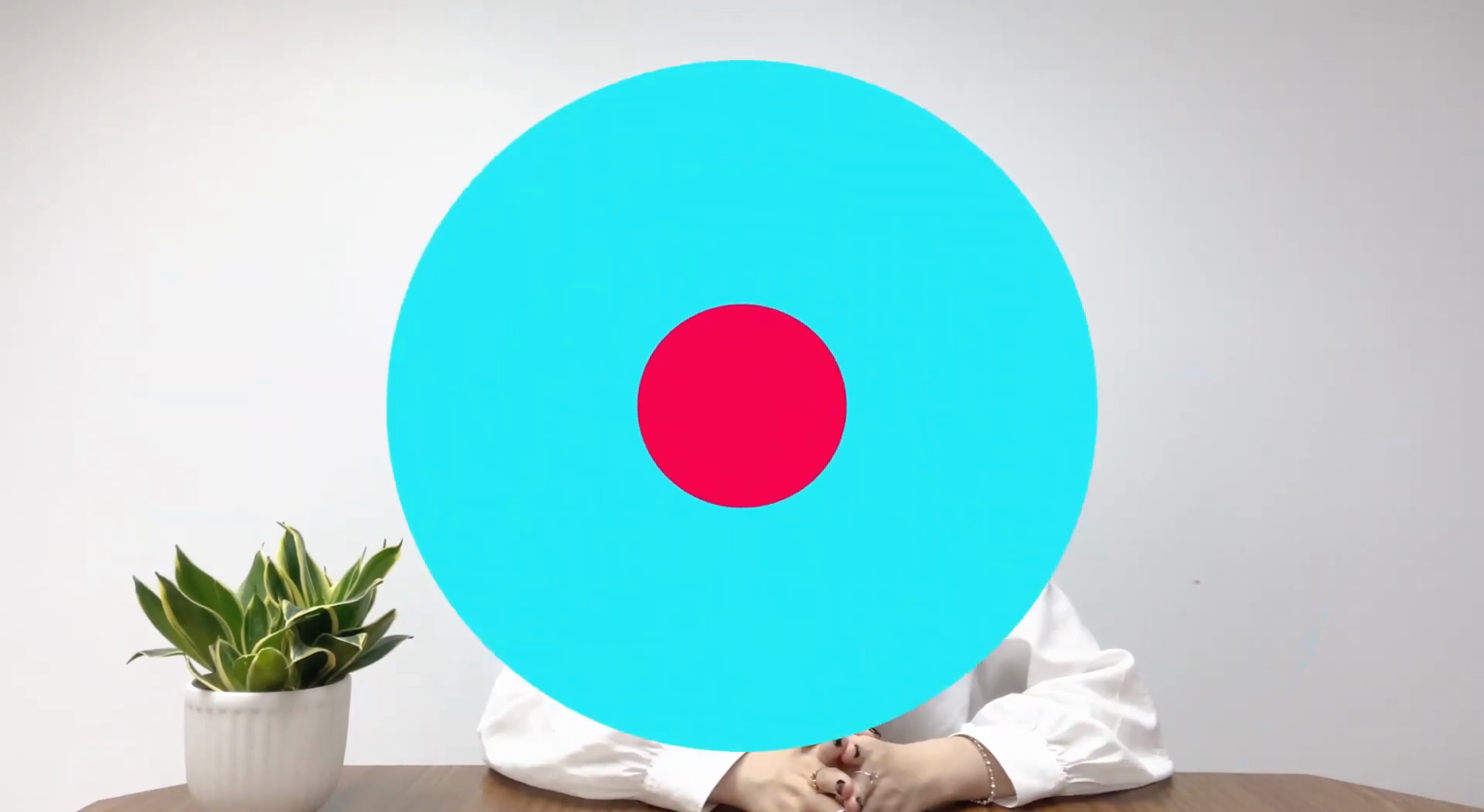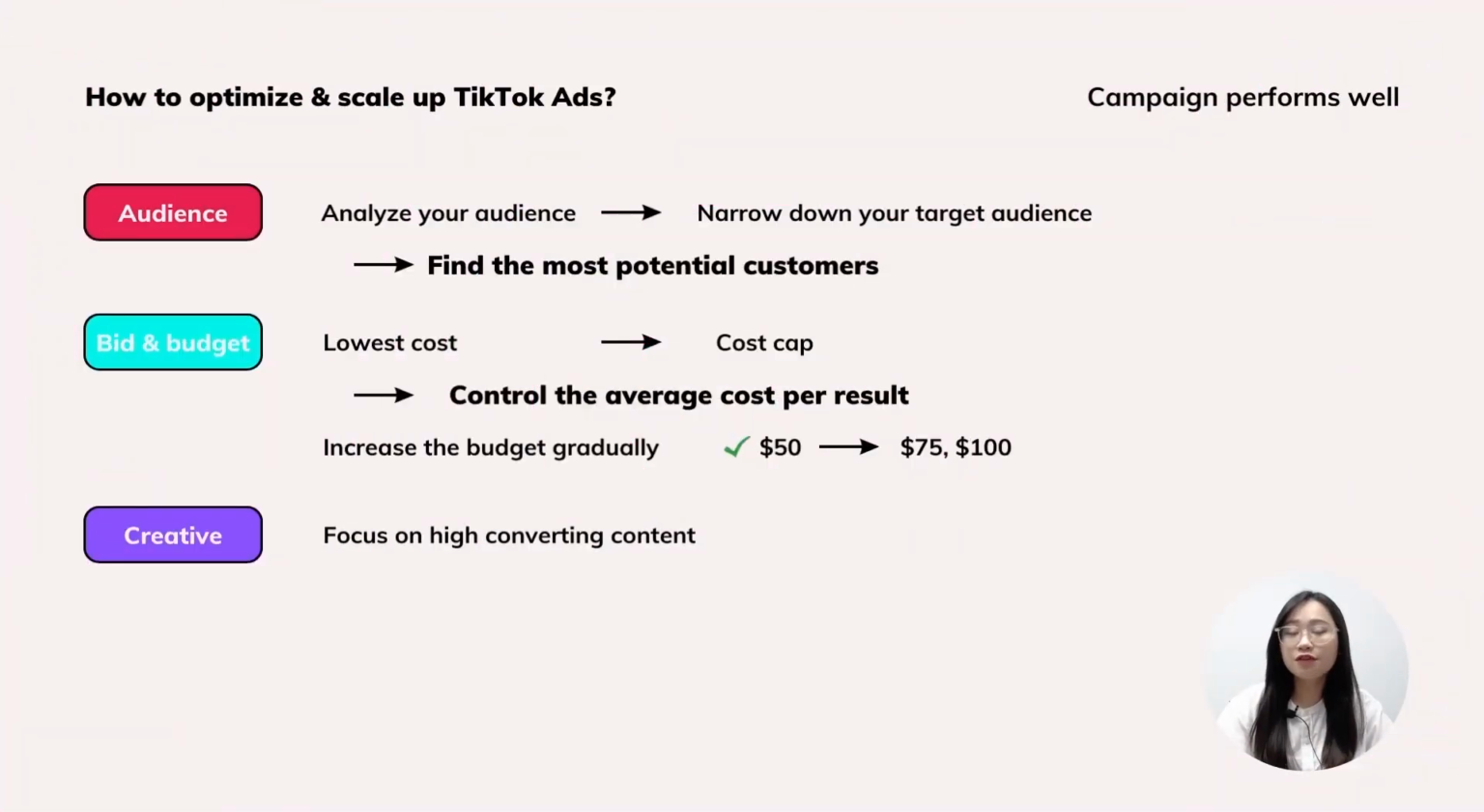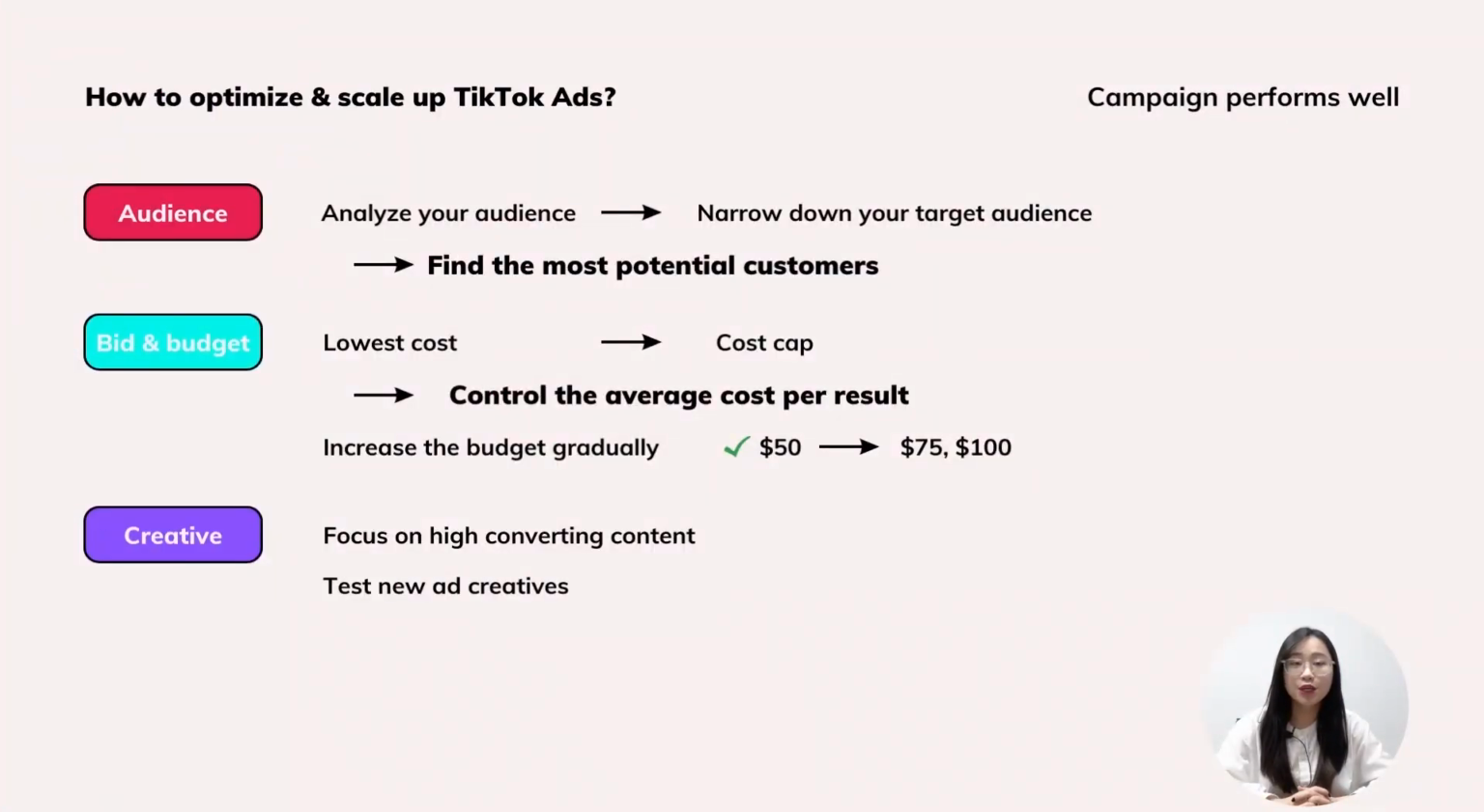For example, if your budget is actually $50, you can try $75 the next day and then $100 and $200. For the ad creative, try to focus on high converting ad creative. For example, if your video showing customer review receives a high engagement rate, why don't you create more videos about customer review?